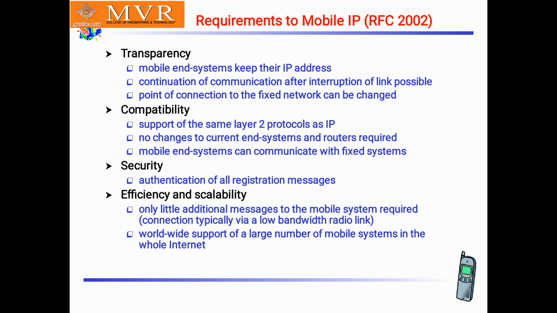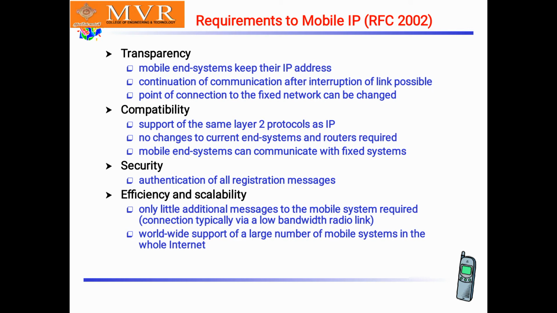The requirements of mobile IP are transparency, compatibility, security, efficiency and scalability. Those are the requirements of mobile IP. Transparency means here that the mobile end systems keep their IP address, continuation of communication after interruption of the link is possible, and the point of connection to the fixed network can be changed.